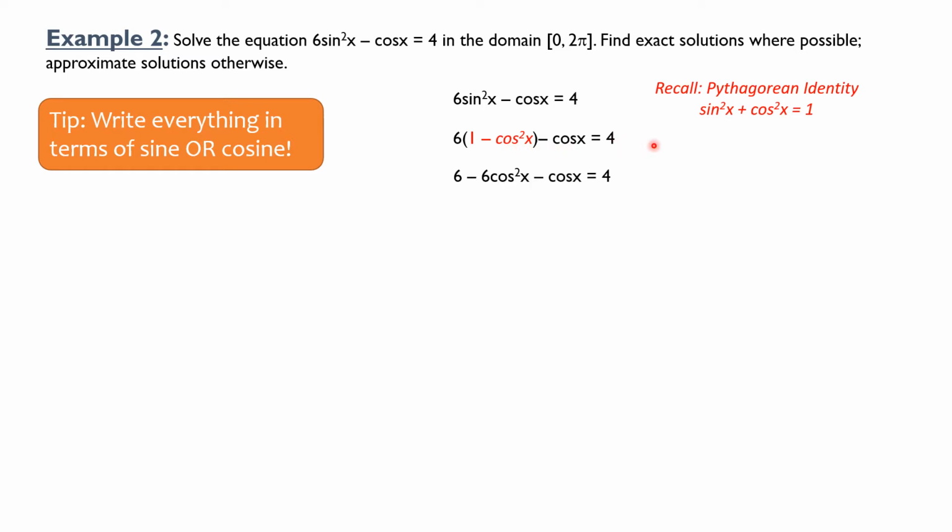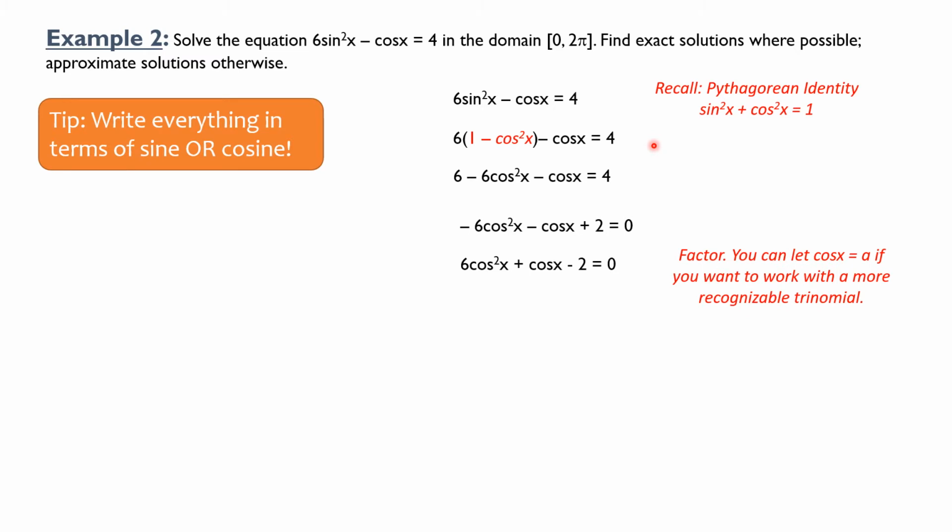So let's drop off those brackets by multiplying the 6 in and rearrange it. And I don't like that negative leading coefficient, so I'm going to multiply everything by -1. And we have this. And now we have our quadratic. Again, you can let cos x equal a if you want to work with a more recognizable trinomial. You can do that, or if you're okay with it, leave it as a cos right now. So I'm not going to show you the step where I put the a in and I make it 6a squared plus a minus 2, but you can do that.